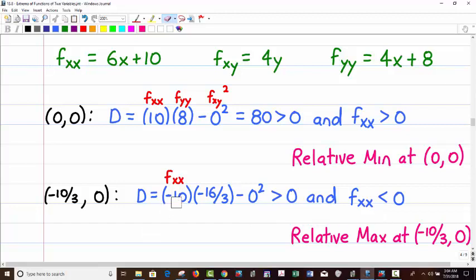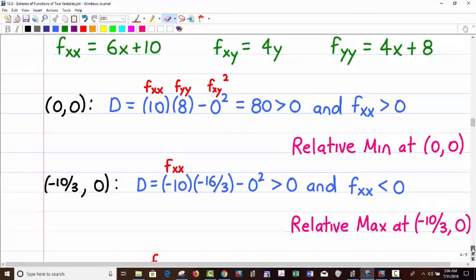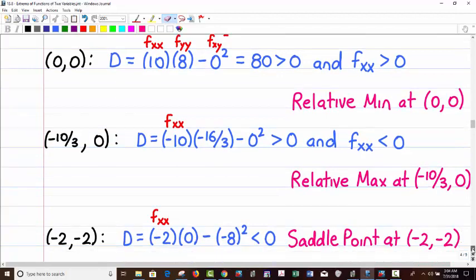fxx in this case is negative. Here I just highlighted the fxx instead of all of them. But so D is positive, fxx is negative. We have a relative max at -10, 0.